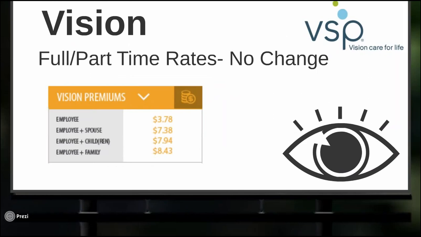Vision rates as well will be remaining the same. Vision will be through VSP again this year. There are really no changes again with vision coverage. However, please keep in mind that coverage for vision and for dental are not included with your medical card. VSP and MetLife do not provide cards for insurance, so please make sure you notate the information that can be found on our benefits website for group numbers and contact information for any further questions of your vision and dental coverage.